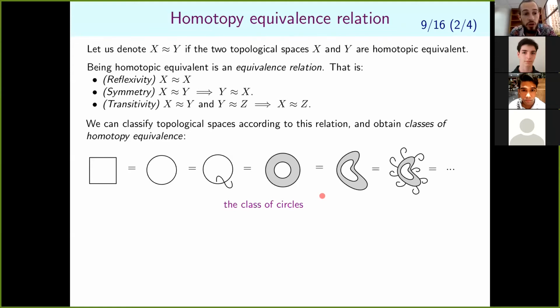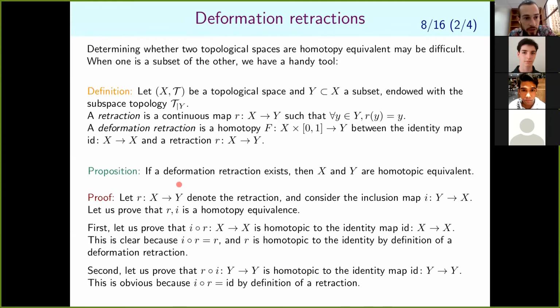Yeah. So how to prove that Q is homotopy equivalent to O? We will use this proposition. If we have a deformation retraction, then the two spaces are homotopy equivalent. So I have to find, let's say that X is the letter Q and Y is the letter O. I will do a little drawing.